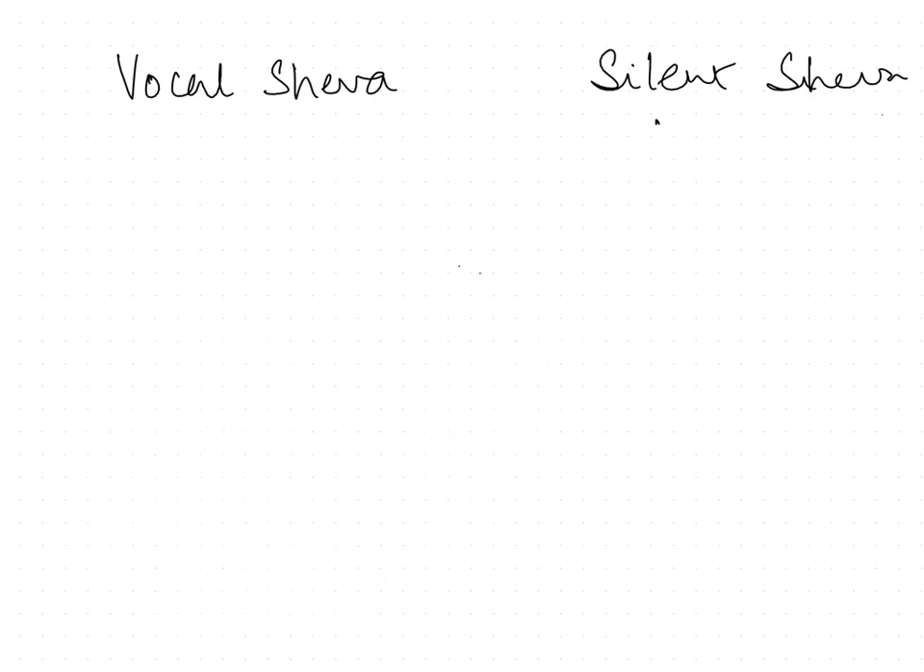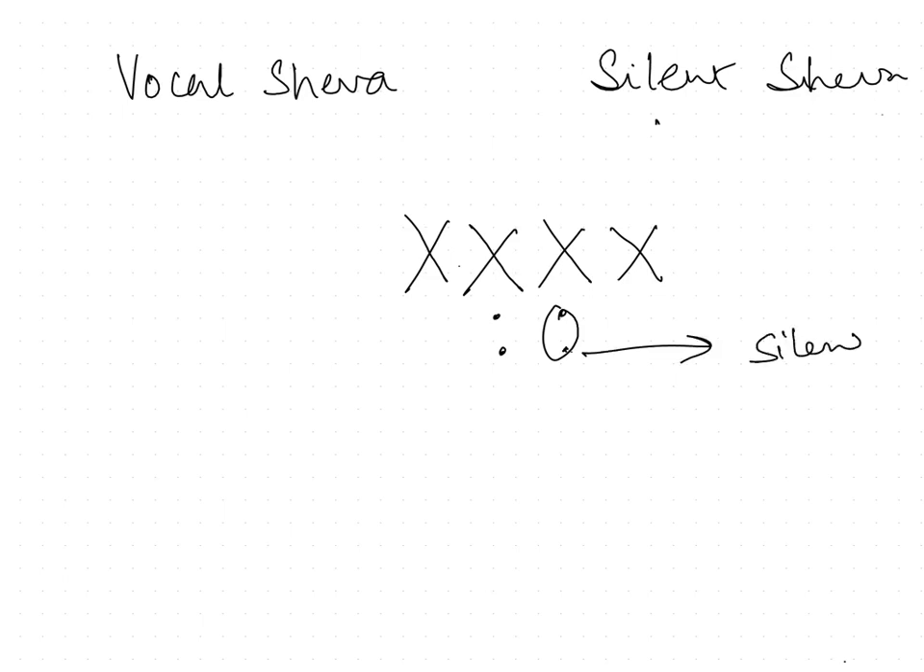Hebrew will never allow two Shevas to come at the beginning of a word. But Hebrew does allow two Shevas to come in the middle of a word, or at least not in the first position. In that case, the first one is silent, the second one is vocal.